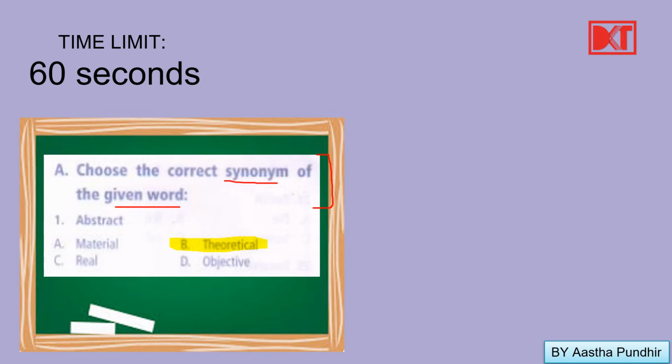Now abstract usually refers to something in theory, a simple sort of thing, whereas the other ones, material, real, objective, are more concrete in nature. All right.